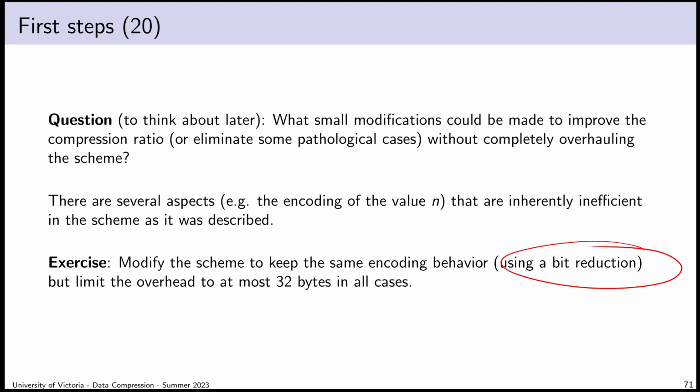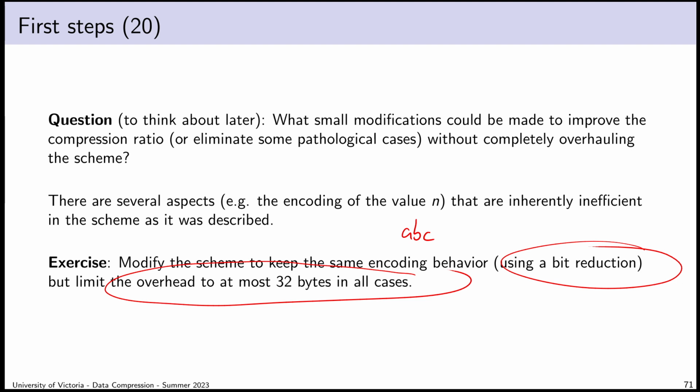But we could satisfy rule number 3, and the exercise I'm giving you here is to see if you can modify the scheme to otherwise do everything else the same way, but encode the overhead a little bit differently, such that the overhead is never, under any circumstances, more than 32 bytes. Maybe it's always going to be 32 bytes, but never more than 32 bytes. And if you do that, then of course there will still be cases where the input expands, including the input ABC that we saw earlier.